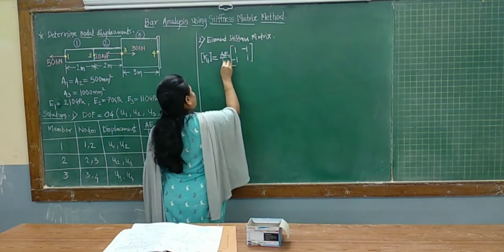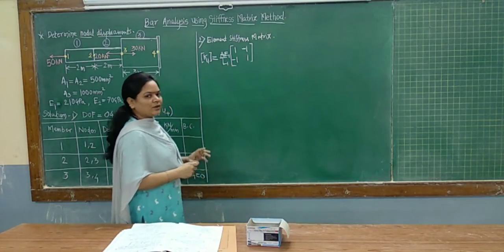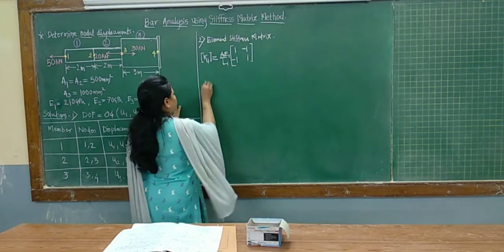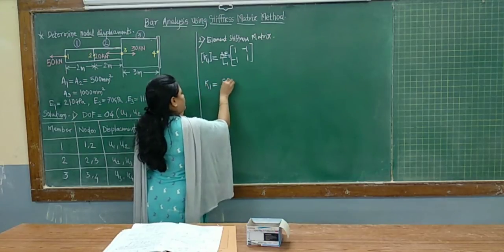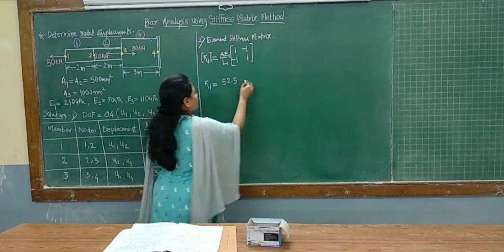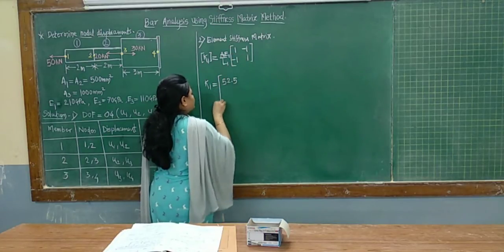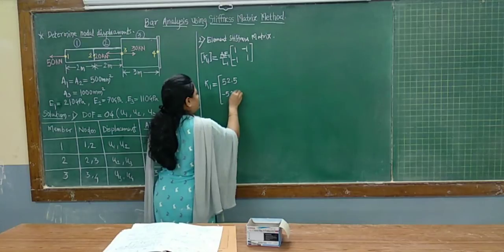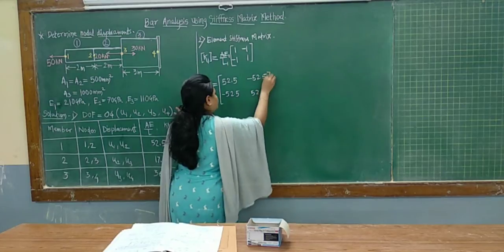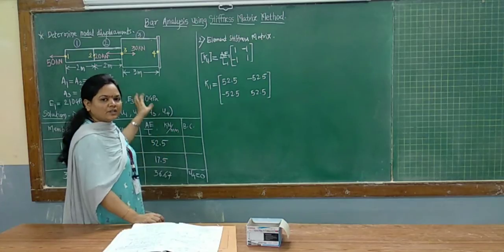So here the properties of that member will come: A1 E1 upon L1. That factor we have already calculated, that is 52.5. So write down K1 as 52.5. I will multiply this into all the elements inside. 52.5 into 1, that is 52.5. Next, minus 52.5, minus 52.5, and here 52.5. Okay, that is a 2 by 2 matrix for the first element only.